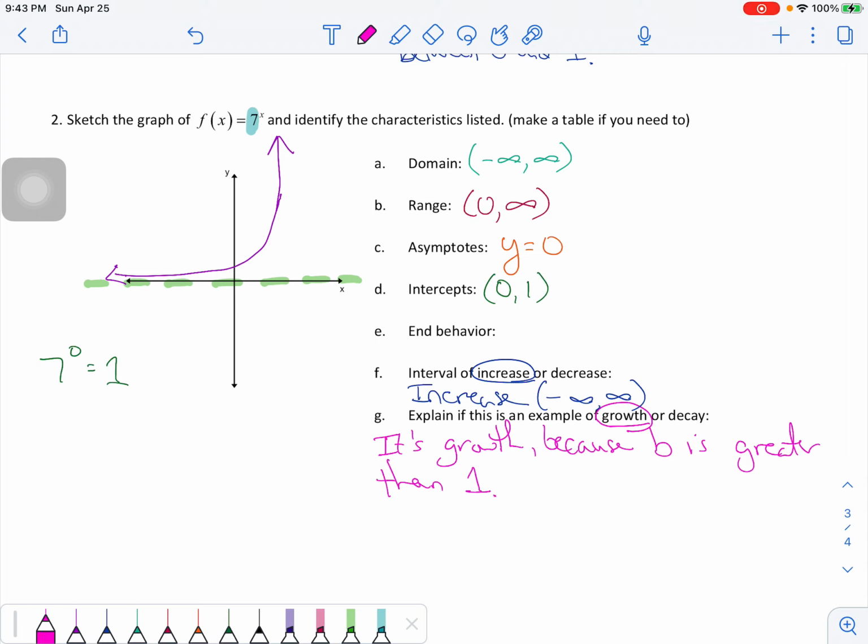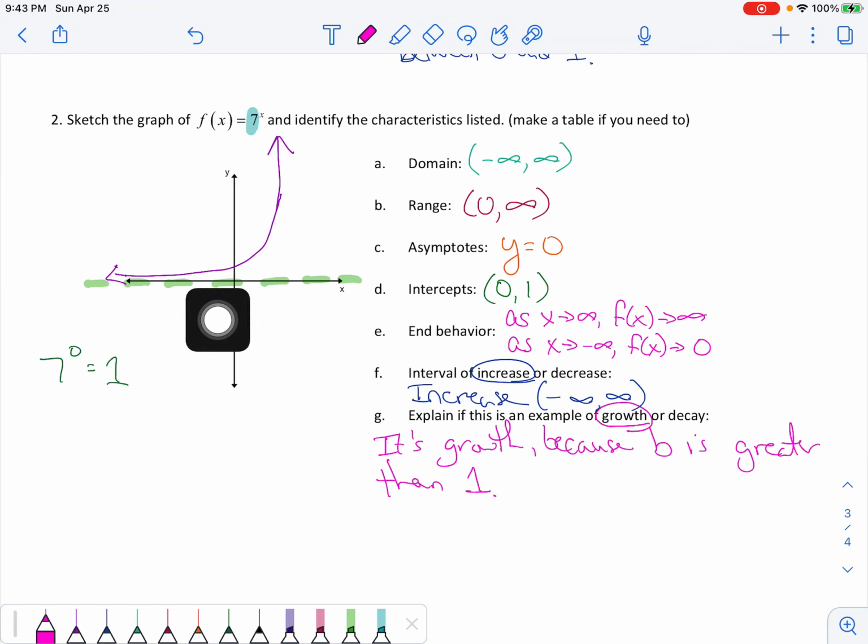And the only thing I've got to figure out now is my end behavior. So as x approaches infinity, f of x is approaching also infinity. So as we move to the right, this graph is going up. And then as x approaches negative infinity, f of x approaches 0. So as we move to the left, the graph is getting progressively closer and closer to this asymptote, which has a y value of 0.